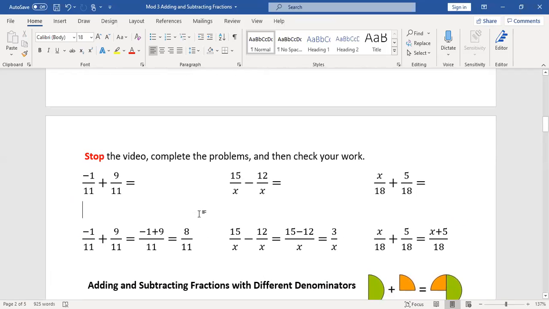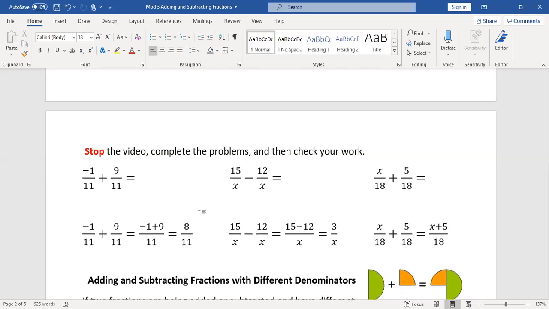So how did you do? Negative 1 over 11 plus 9 over 11 is going to give me 8 over 11. It doesn't reduce. 15 over x minus 12 over x is going to give me 3 over x. It doesn't reduce either. And my last one is x over 18 plus 5 over 18 equals x plus 5 over 18. That's all I can do with that.